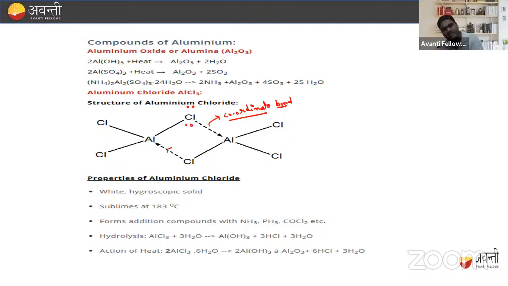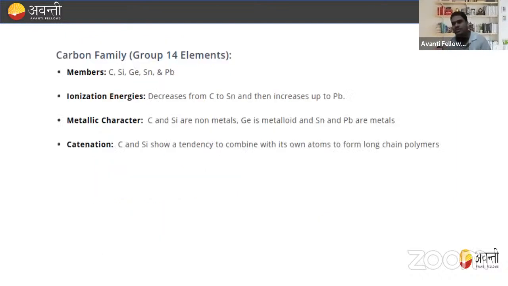This AlCl3 will convert into Al(OH)3 and Al2O3 plus 6 HCl, right? So these are the hydrolysis and action of heat properties of aluminum chloride. So this is all about the group 13 elements. I hope this is clear to you, right? Everything is clear related to group 13 elements.